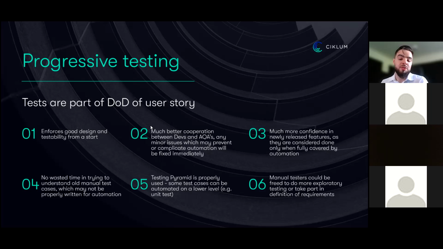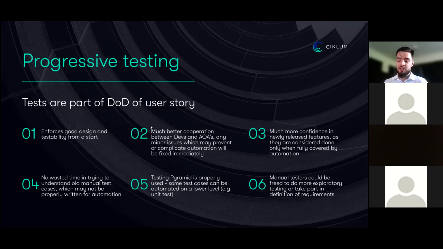Also, a very important point is that this way we properly utilize the testing pyramid. So you have probably heard about it. The testing pyramid tells us that we should cover as much as possible of our tests on the lowest level, so unit tests or integration tests, and we should have only very few tests on the highest level, which is API tests or UI tests.